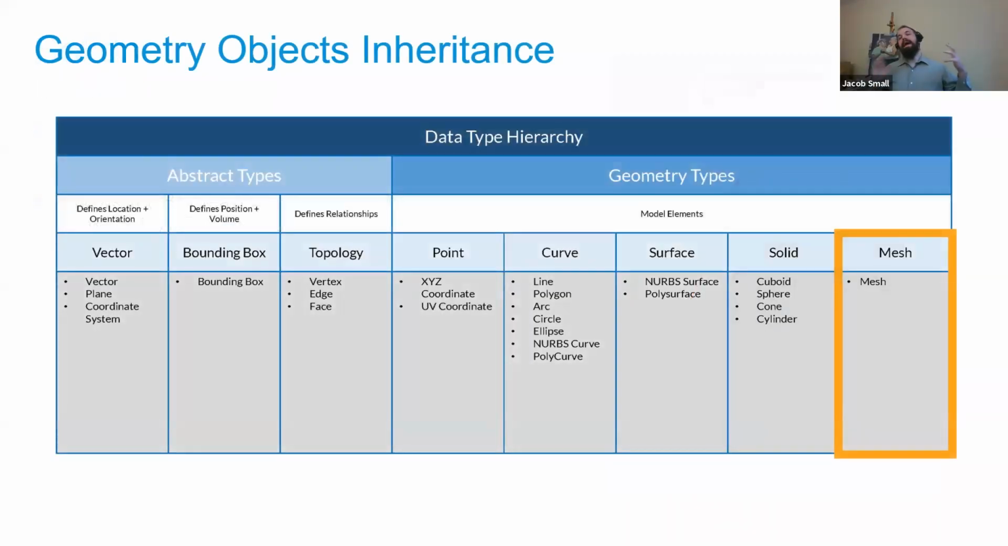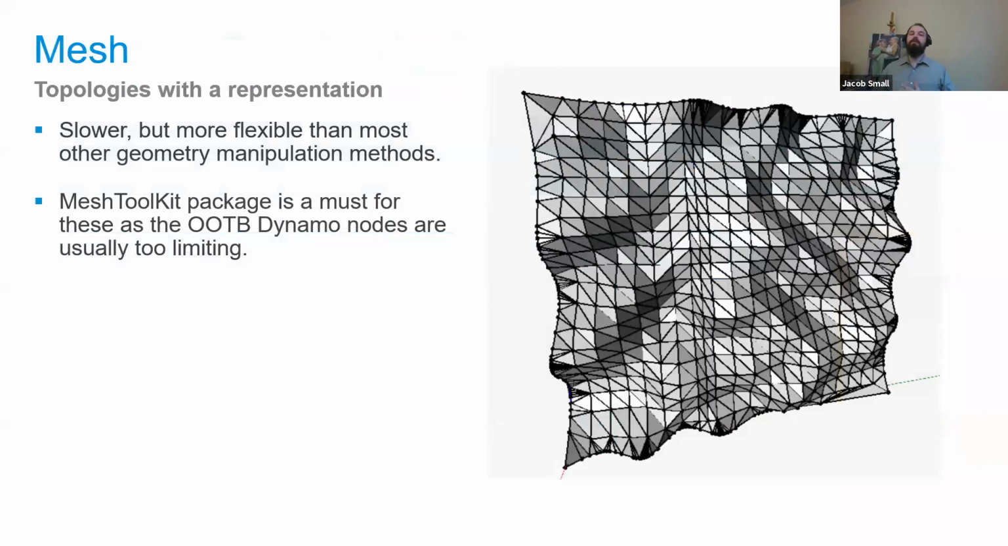All right, and then last but not least in our geometry hierarchy are meshes. Meshes are far and away the most complex in terms of how they're described, right? There's no simple mathematical way to define a mesh because we have to define each and every one of those points and then talk about the relationship between each point that defines each edge, and then each three edges defines that surface. It gets really, really complex.